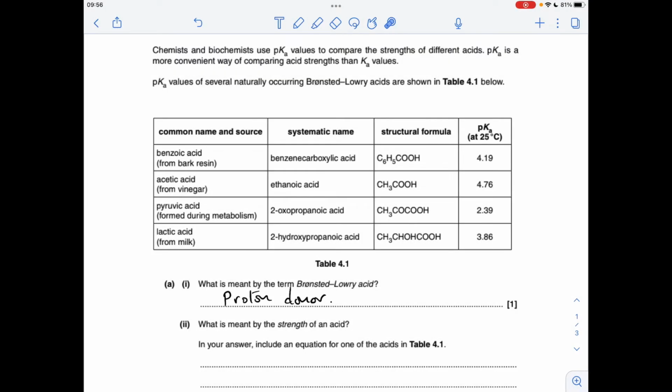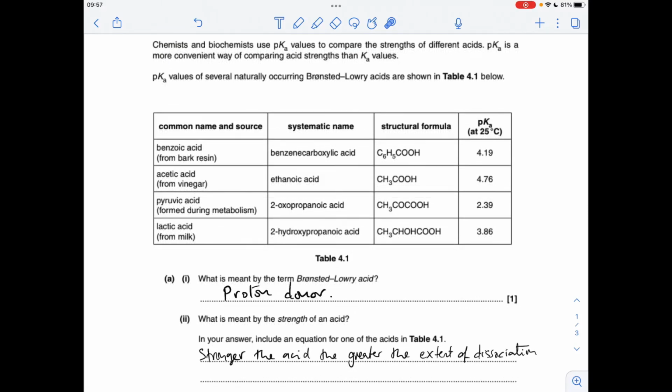First part of A, what's meant by the term Bronsted-Lowry acid? All you need to say is it's a proton donor. You could put H plus donor there if you wanted to. What's meant by the strength of an acid? So acid strength is linked to the extent of dissociation. I'm just saying something like this: the stronger the acid, the greater the extent of dissociation.